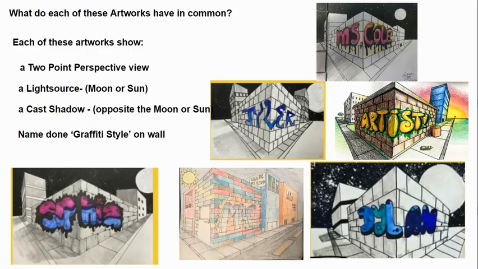Okay, so here are the students' past example artworks that you can use for inspiration. And if you want to add more than just the buildings I showed you how, go ahead and experiment, have some fun with it. You do need to have a 2-point perspective view. You need to have a light source, either the moon or the sun. You have to have a cast shadow, which is opposite of the moon and the sun. And you need to have your name done graffiti style on the wall, either in block letters or graffiti style bubble letters, however you wish, okay?